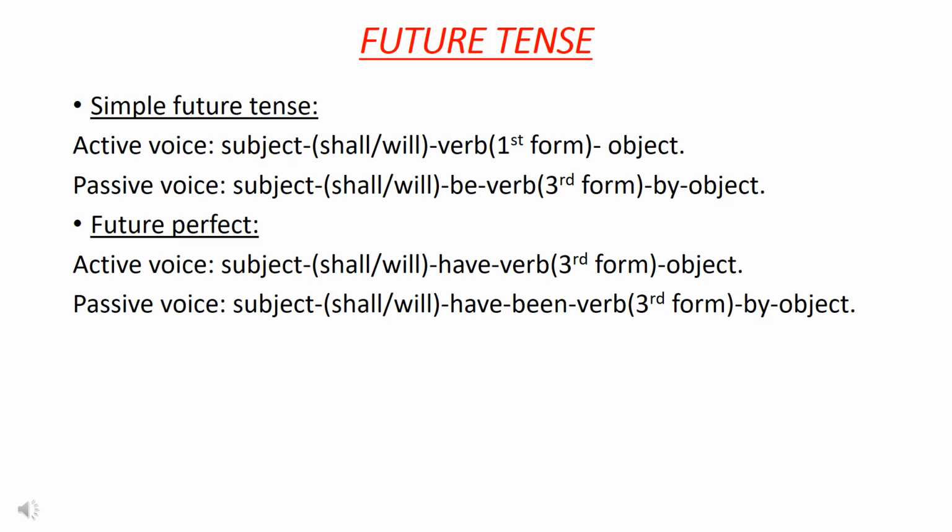Just like the present tense and past tense, there is future tense, which is simple future tense and future perfect. You can see the format of active voice of simple future tense, and also the format of passive voice of the simple future tense, and also the future perfect tense in active voice and passive voice.